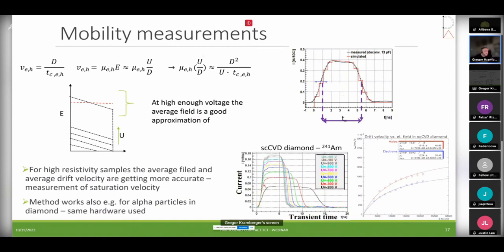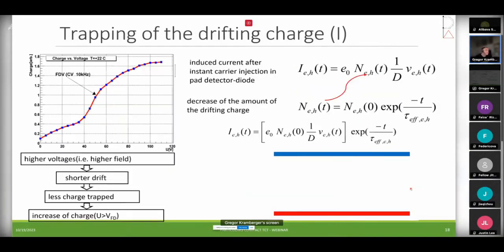You see that there is basically no space charge. So this is really a linear field in the diamond, and you can see how the pulses come together. And if you use this method, this is the mobility parameterization in diamond. So you can see, unlike in silicon, the holes are more mobile than the electrons. So a very simple measurement, but it has a lot of physics inside.